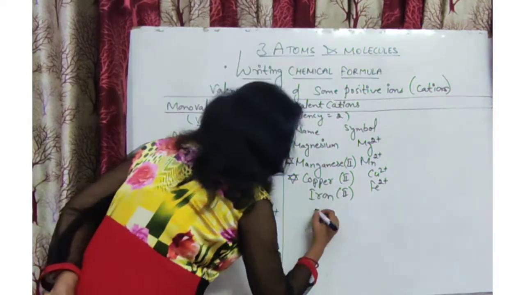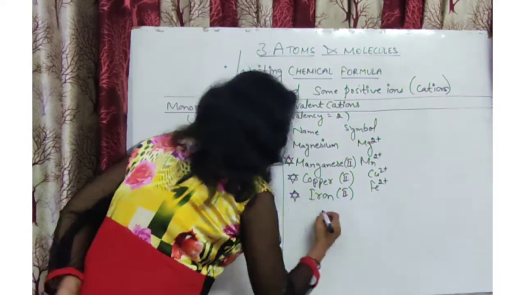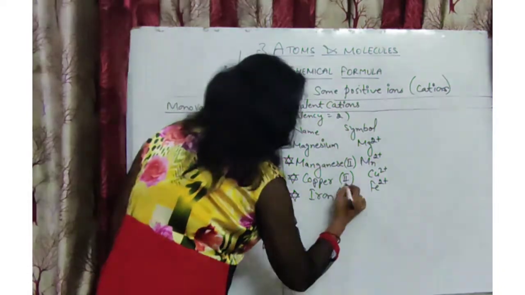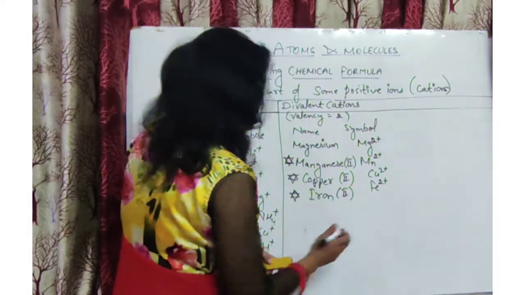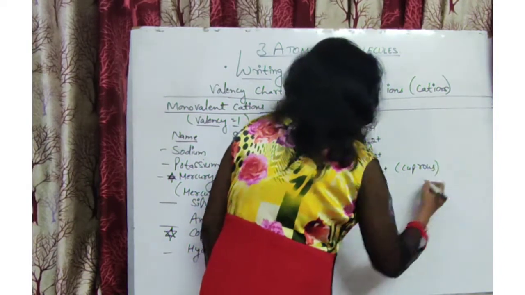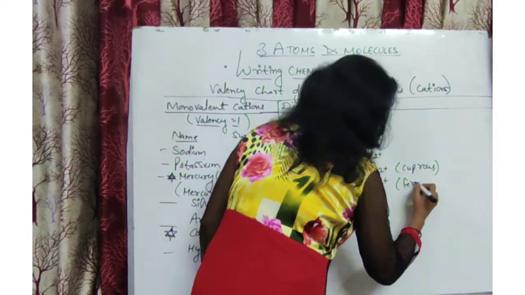Here its name is ferrous, and here copper's name, in copper second valency, its name is cuprous. So we can write here cuprous and here ferrous.